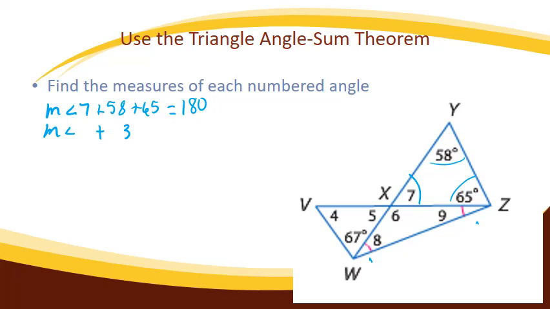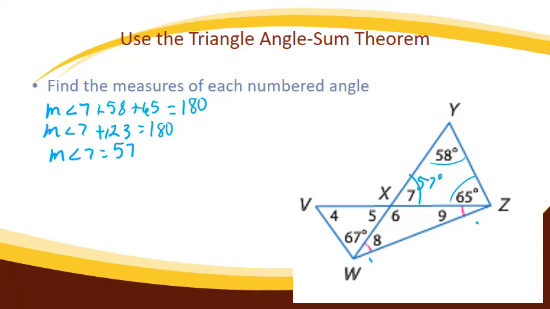Let's see. So 6 and 6, 123 equals 180. Why did I put 2 right there? Measure of angle 7. And we're going to subtract 123 from both sides, so the measure of angle 7 equals 57. All right, so this is 57. That acute triangle right there.